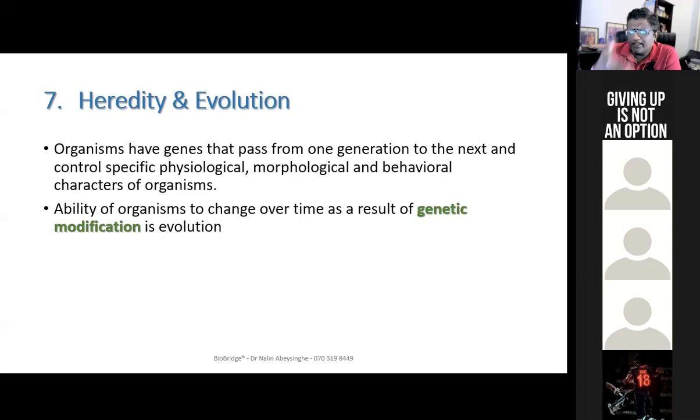Basically, your characteristics, your basic functions and your behaviors are decided by the genes which you get from your parents. That is called heredity, right? We'll talk about genes, but just know the name. Genes pass from one generation to the next and control specific physiological, morphological, and behavioral traits. Morphological is how you look, your appearance. Physiological is your function. And behavior is how you act, how you behave.